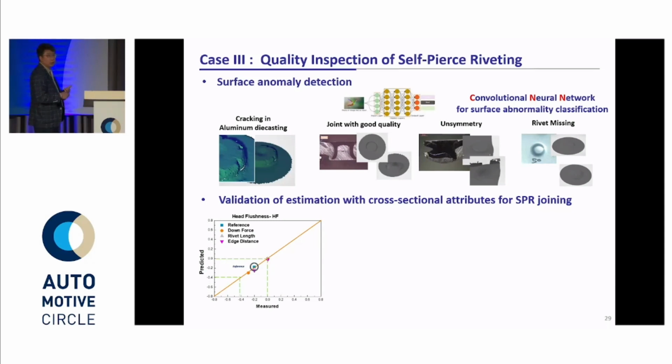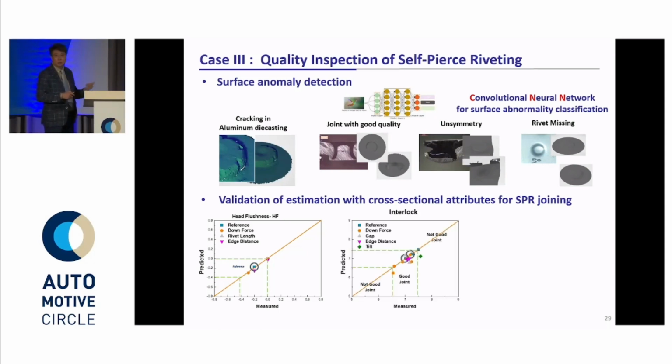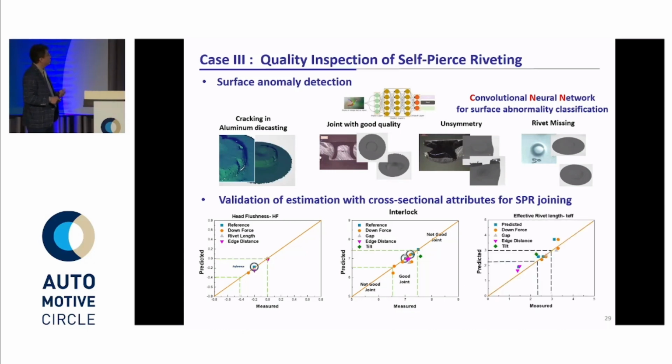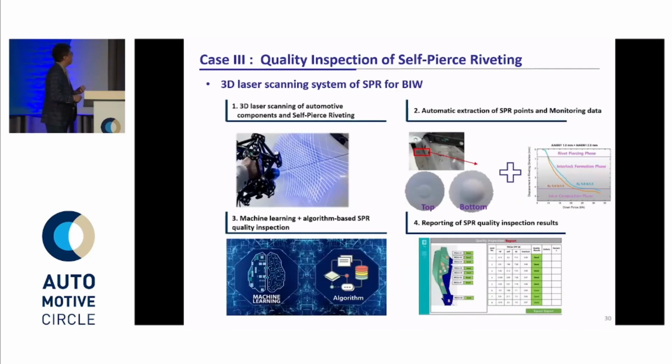Here's the reference for the SPR, with this measurement and predicted one-to-one correlation. If we have some abnormality in the process variables, it shows data far off from the references, and with this mechanism we can make a judgment of good SPR or no good SPR. In terms of interlock, the effective rivet length can also be predicted, and this stage is still under development. And this is the same technology.